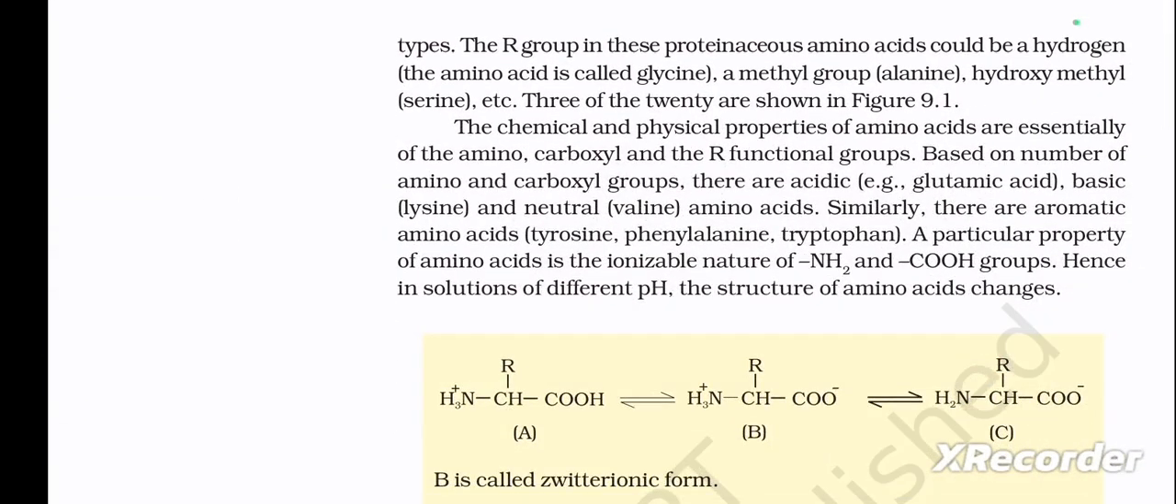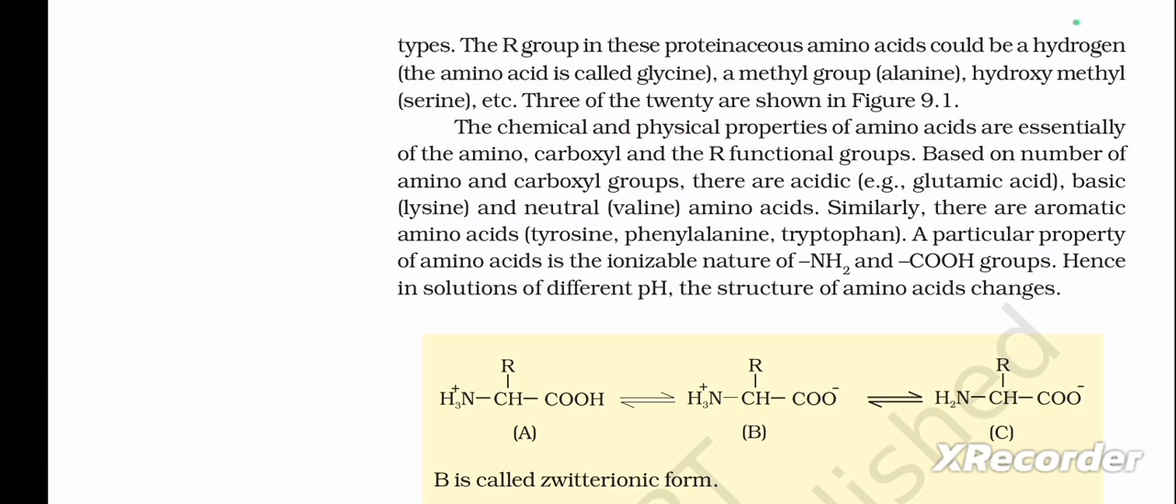Next, the chemical and physical properties of amino acids are essentially those of the amino, carboxyl and the R functional groups. Based on the number of amino and carboxyl groups, there are acidic, for example glutamic acid, basic, lysine, and neutral, valine, amino acids. Similarly, there are aromatic amino acids like tyrosine, phenylalanine, tryptophan.